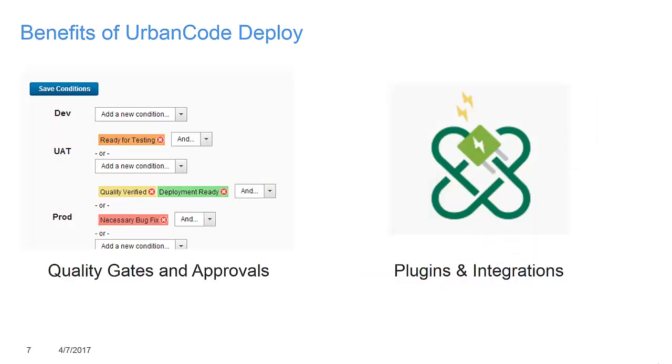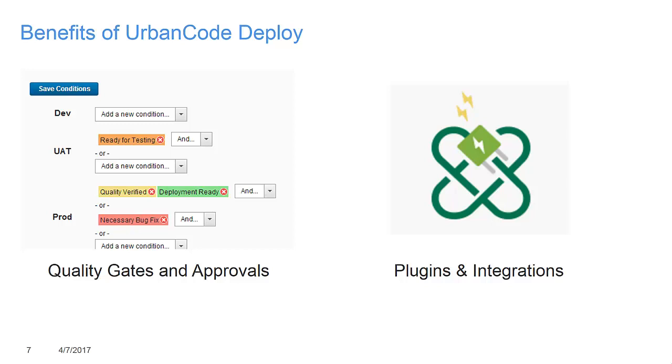As I mentioned earlier, another feature of UrbanCode Deploy is approvals and quality gates, and this allows you to prevent users from deploying applications before certain criteria are met. So you could say, do not deploy this application to production until certain testing has been completed.